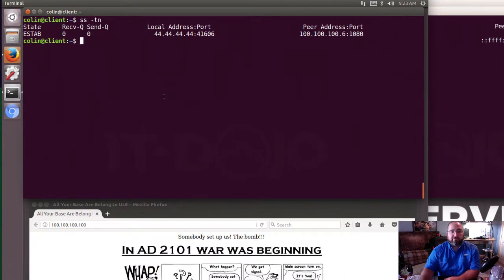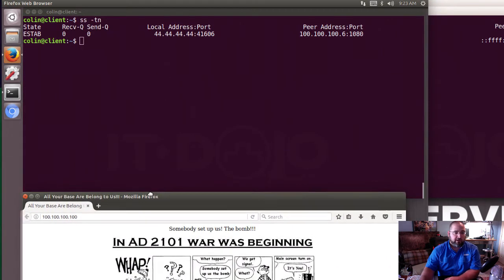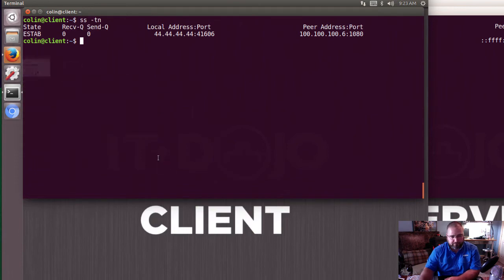Let's look at each one of these connections and see what's going on. This is from the client that we've just opened this web browser. Get that out of the way.